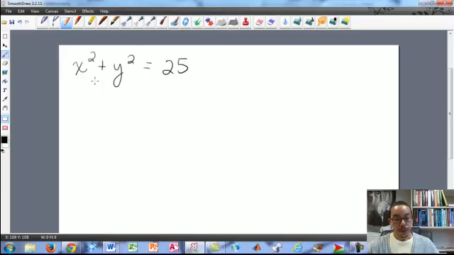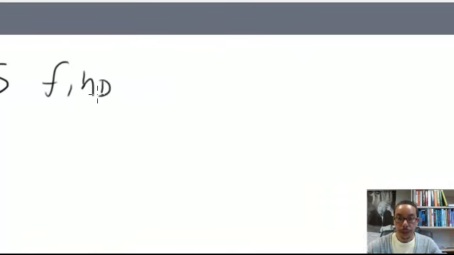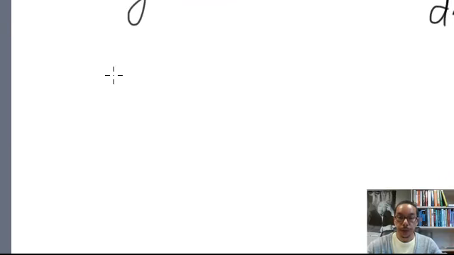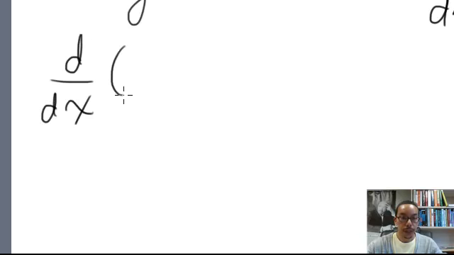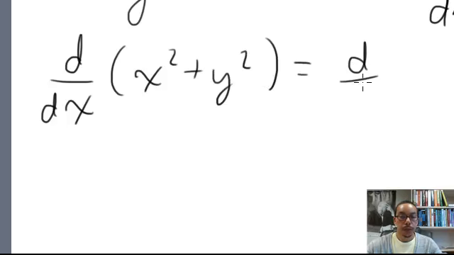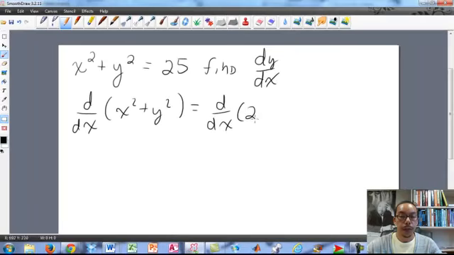We need to take care of this problem, and I'll show a different way in a separate mini lecture, but in this one I'll conduct it with implicit differentiation. We're told to find dy/dx, the derivative of y with respect to x. First we differentiate both sides of the equation. Take the derivative with respect to x of x squared plus y squared, and then the derivative of 25.